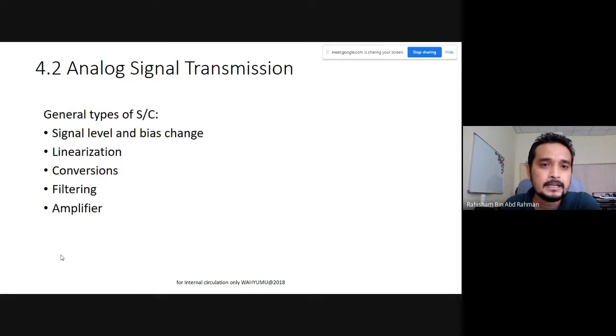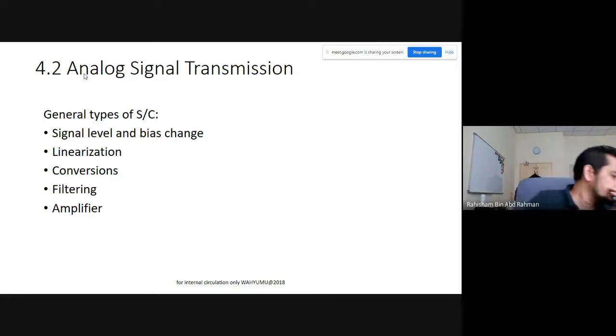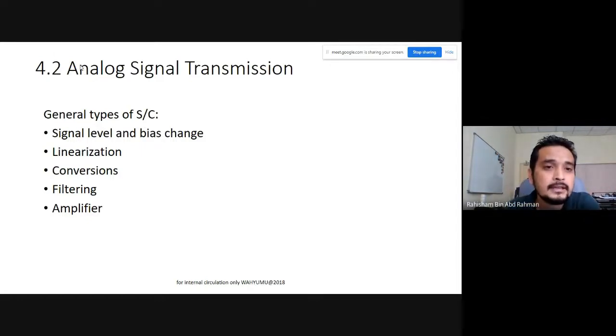Analog signal transmission. What is analog? Analog is very simple. It is a straightforward signal. The measurement is with the gauge and everything, so it's not digitalized. If the pressure is 7, it will read 7. It is a straightforward value.